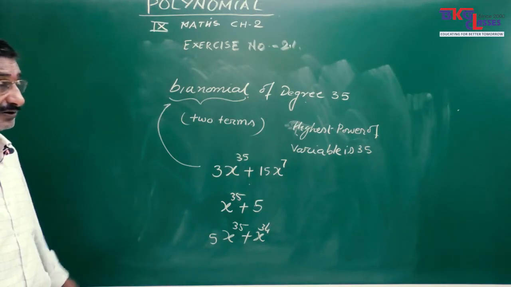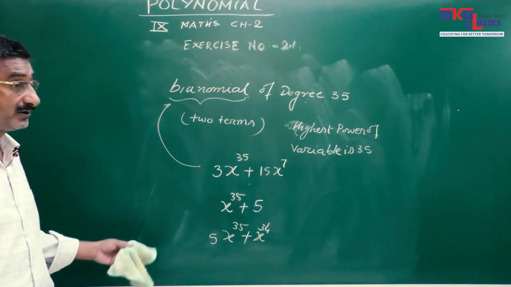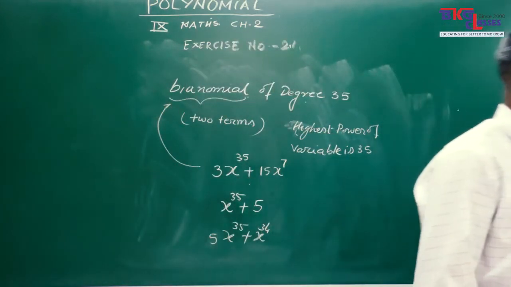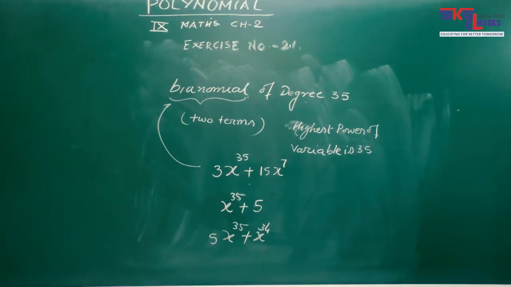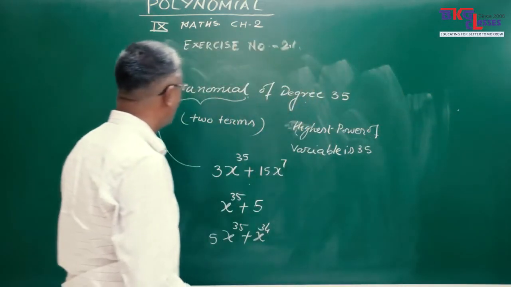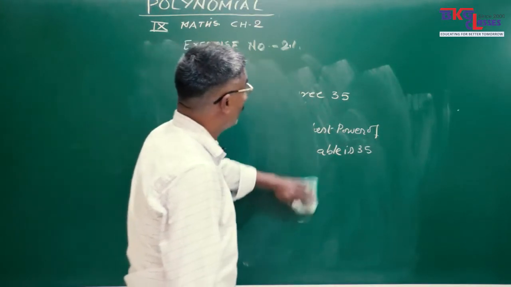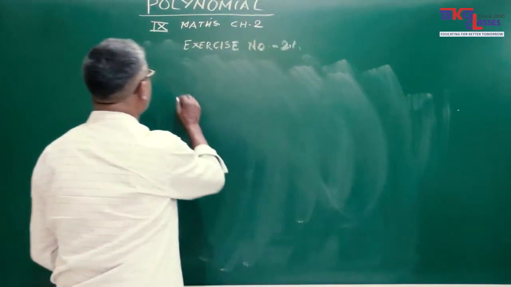Now I think you have got this point. So this is the part of question number 3. Now the second half part is a monomial of degree 100. Binomial and monomial. Okay.